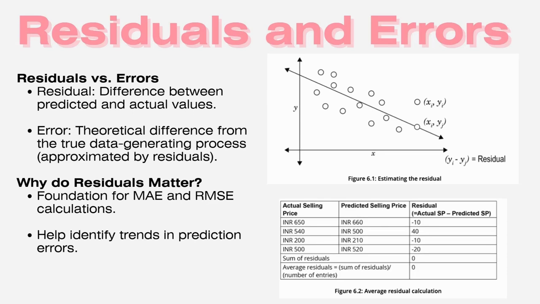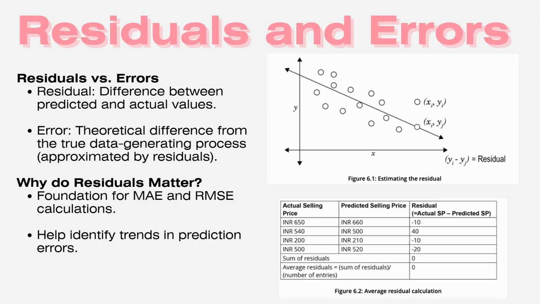The table below shows the actual selling price of an item and the price predicted by a machine learning model in Indian rupees. If we sum up all these residuals, we get 0. So at first glance, this might make it look like the model is performing perfectly, but that's not true. Looking at the residuals, we can see that the model is consistently missing predictions by a large amount, either overestimating or underestimating. The problem is that positive and negative residuals cancel each other out when averaged, which gives us a false impression of accuracy. This is why we don't use raw residuals as a metric.